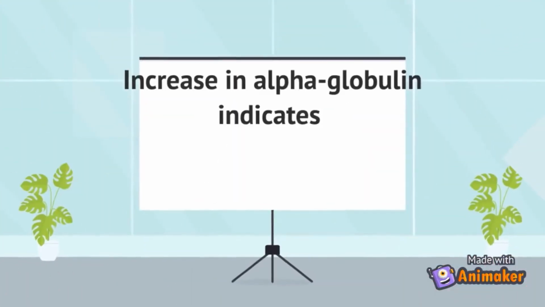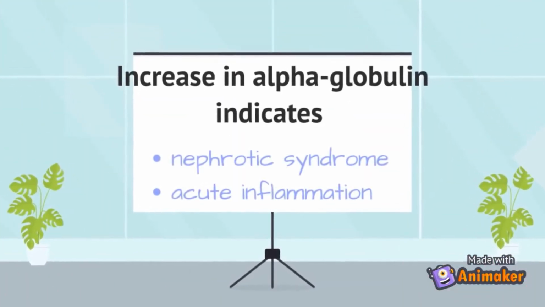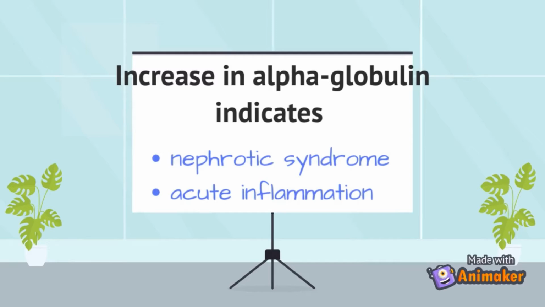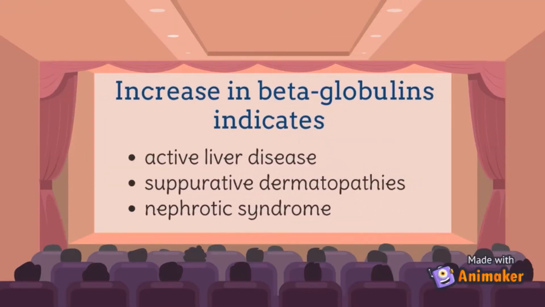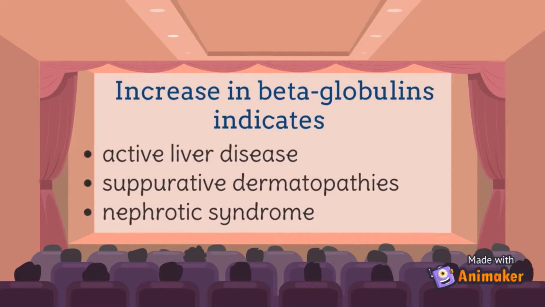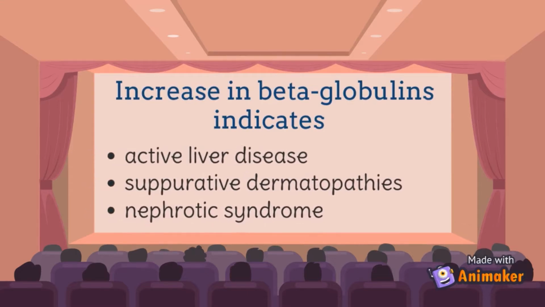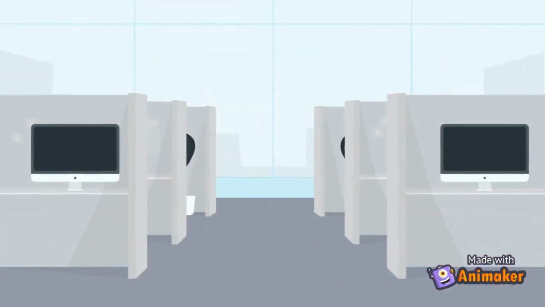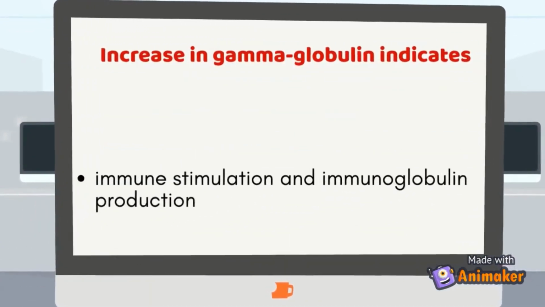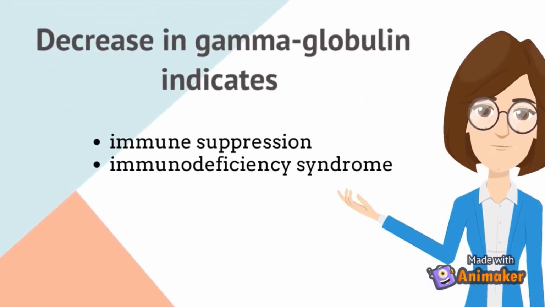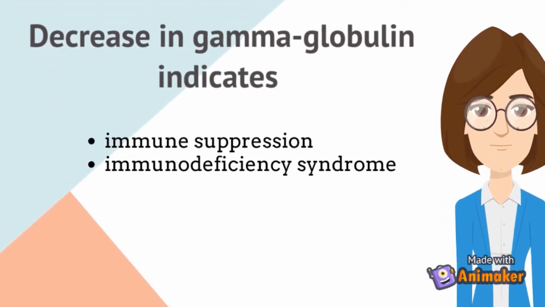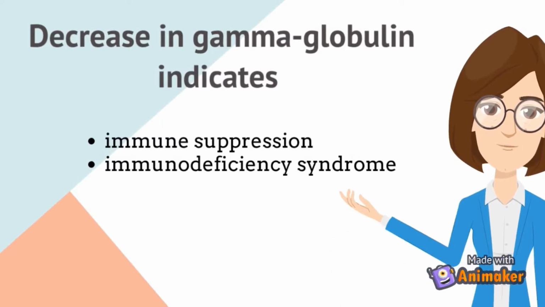When there is an increase in alpha globulin, it indicates nephrotic syndrome and acute inflammation going on. Meanwhile, an increase in beta globulin indicates active liver disease, suppurative dermatopathies, and nephrotic syndrome. Next, an increase in gamma globulin indicates immune stimulation and immunoglobulin production. On the other hand, a decrease in gamma globulin indicates immune suppression and immunodeficiency syndrome.